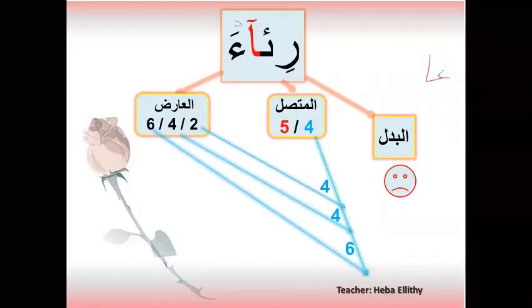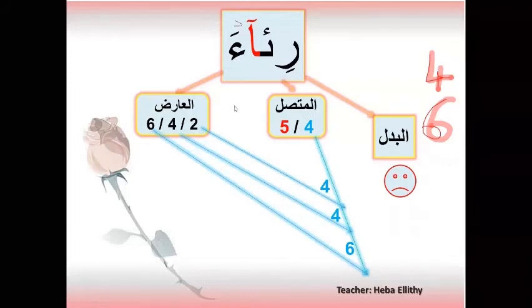So my first answer for this side is 4 and 6. Let me make this one thicker. 4 and 6. This is my first answer. طيب.